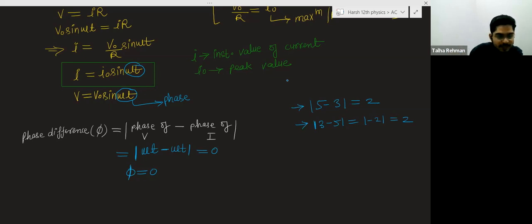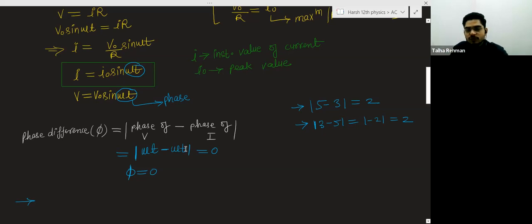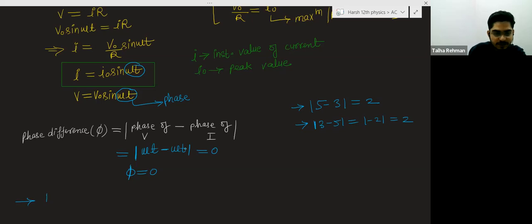So now you can say that the phase difference between the current and the voltage is equal to 0. So we can say the current and the voltage are in the same phase.